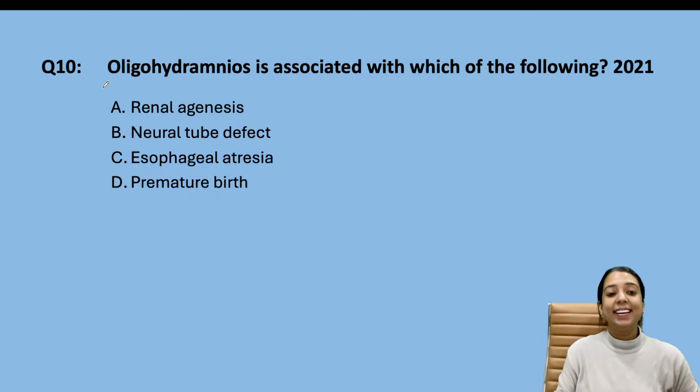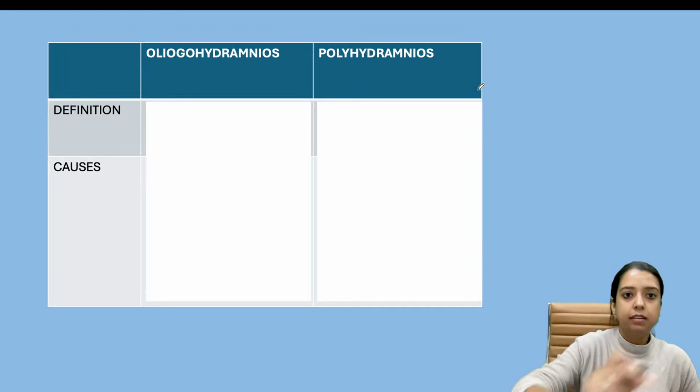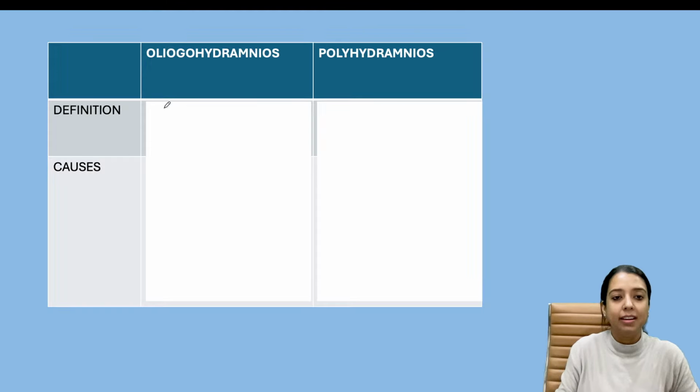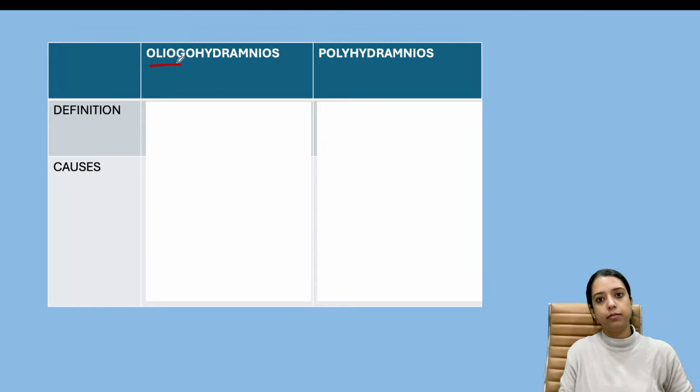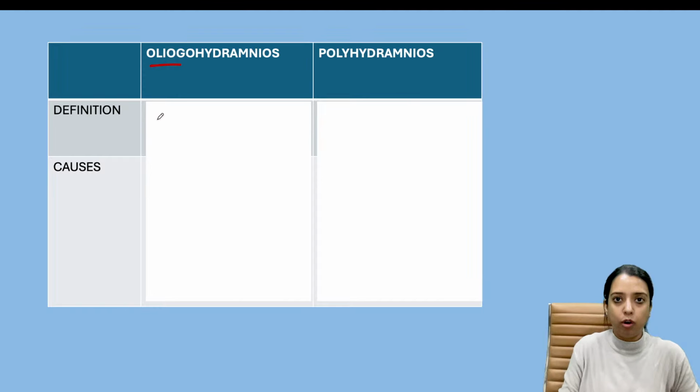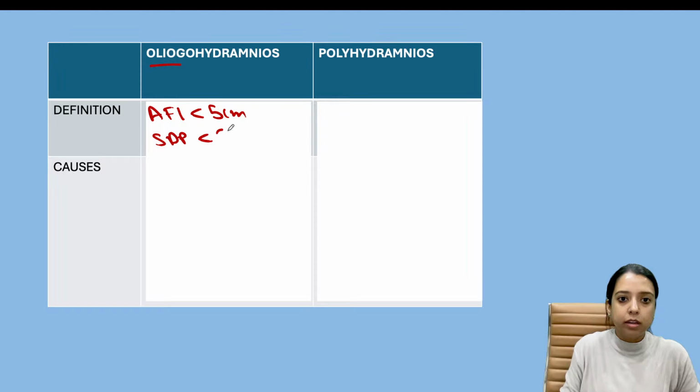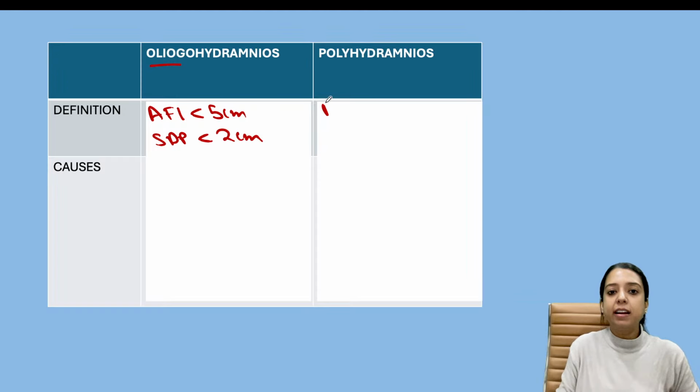Next question, again related to placenta, is about the liquor. Oligohydramnios is associated with which of the following? Let's quickly see what oligo and polyhydramnios are. Oligo means less amniotic fluid. By definition, oligohydramnios is amniotic fluid index less than 5 centimeter, measured in centimeters, or single deepest pocket less than 2 centimeter. Polyhydramnios is AFI more than 25 centimeter, or single deepest pocket more than 8 centimeter.